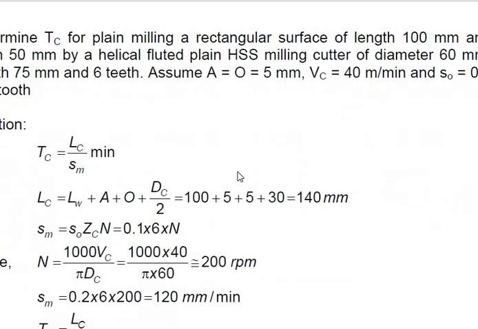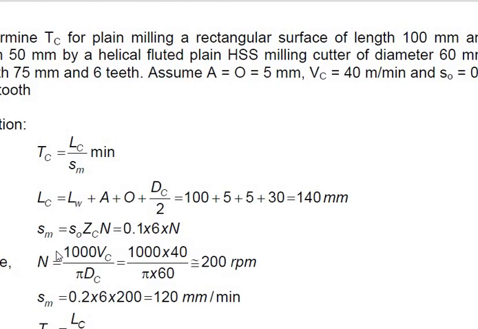Tc is equal to Lc divided by Sm in minutes. Lc is equal to Lw plus A plus O plus Dc by 2, that is equal to 100 plus 5 plus 5 plus 30, that is 140 mm. Sm is equal to So Zc N, that is 0.1 into 6 into N. N is equal to 1000 Vc by pi Dc, that is 1000 into 40 divided by pi into 60, that is 200 rpm.